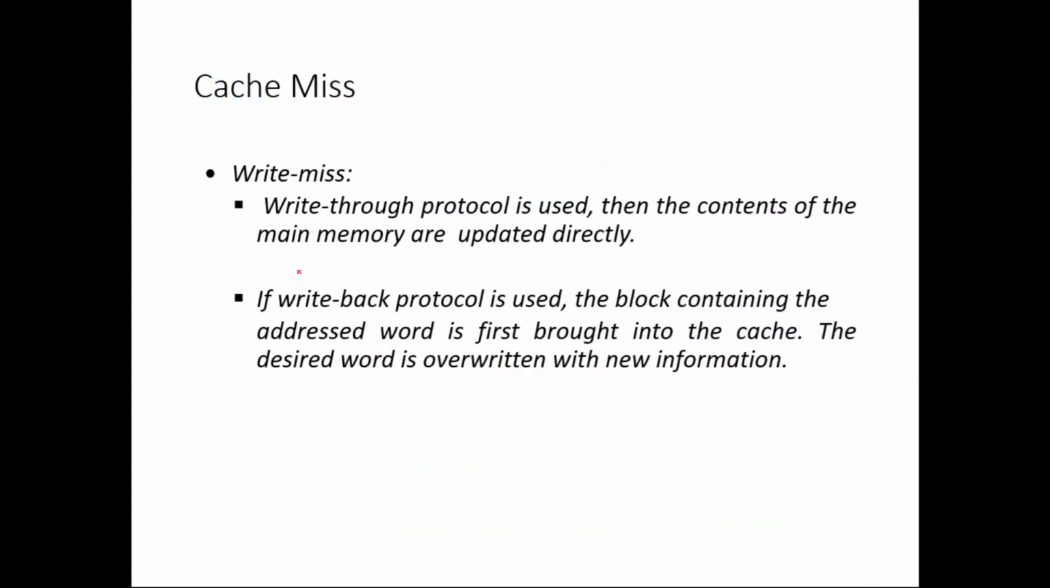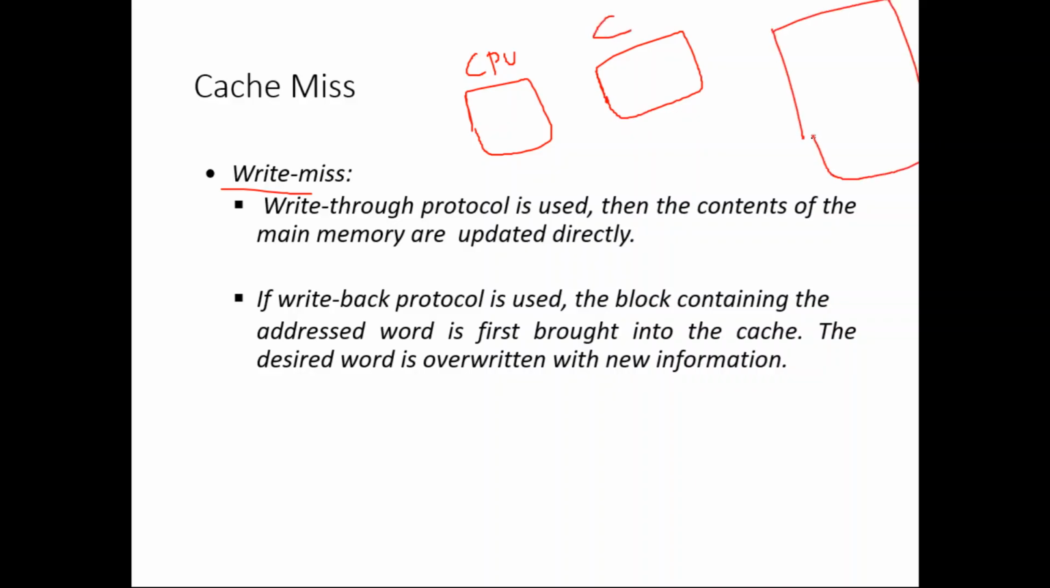And what will happen when there is a write miss? Say, for example, the CPU wants to write some content to the cache memory. Say the CPU wants to update the value of variable a, but variable a is not available at all in the cache memory. It is available only in the main memory.